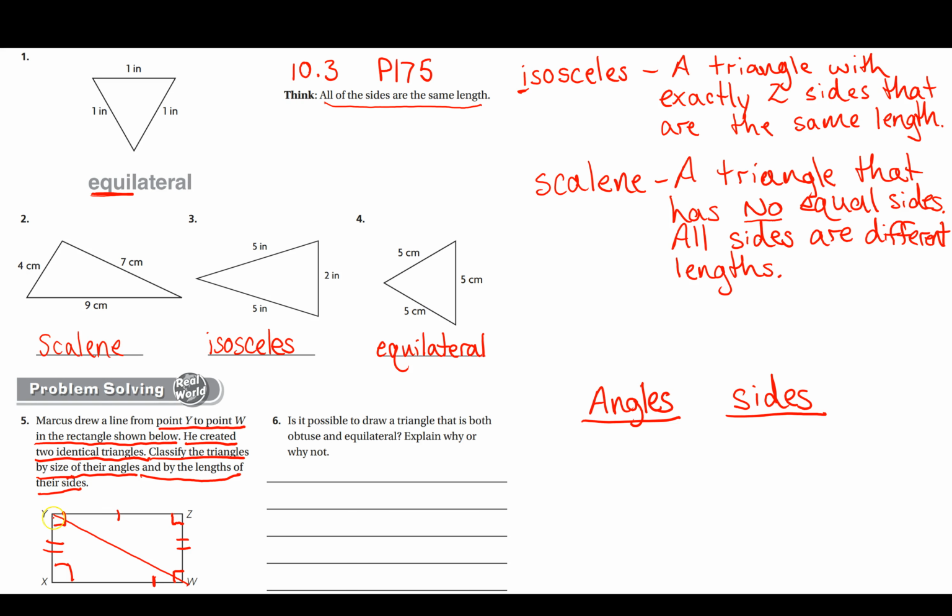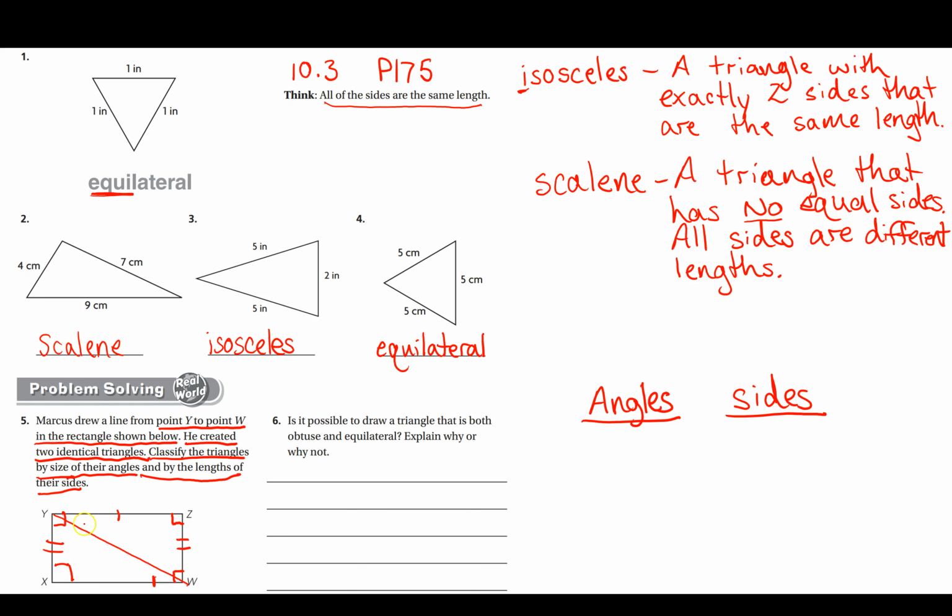So let's look at triangle YZW right here, this triangle here. So we know this side, we don't know the exact length, but we know line segment ZW is the same length as line segment XY because it's a rectangle, and we know line segment ZW has to be a different length than line segment YZ, because again we're dealing with a rectangle here.